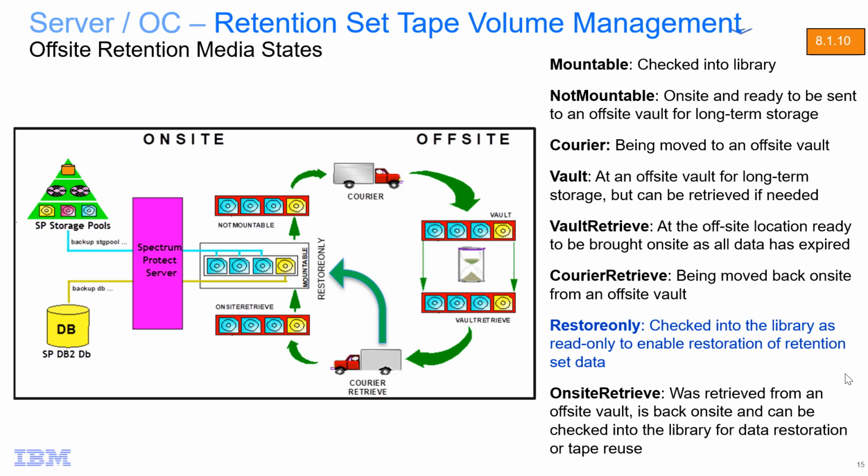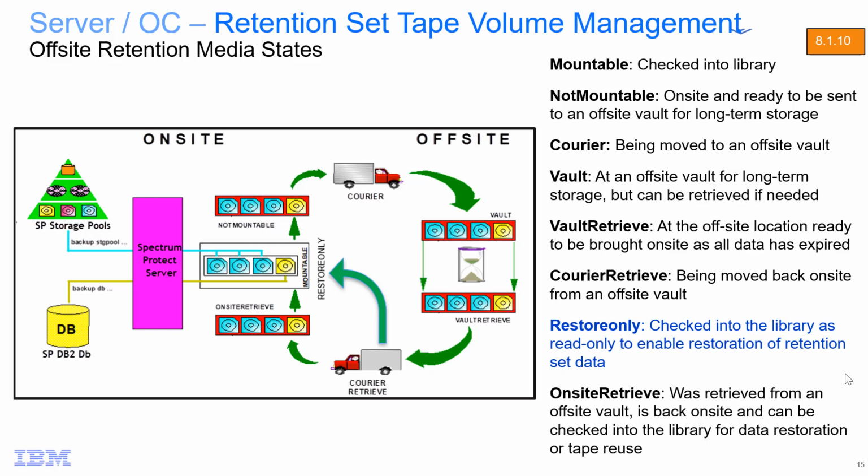When it's time to bring those volumes back on site, perhaps for a restore or for on-site reclamation, or to put them back in scratch, we can change the status of those volumes to courier retrieve, and then on-site retrieve, or in the case of our retention set tapes, we can use this new state of restore only, showing that we've just brought them back on site to do a restore.